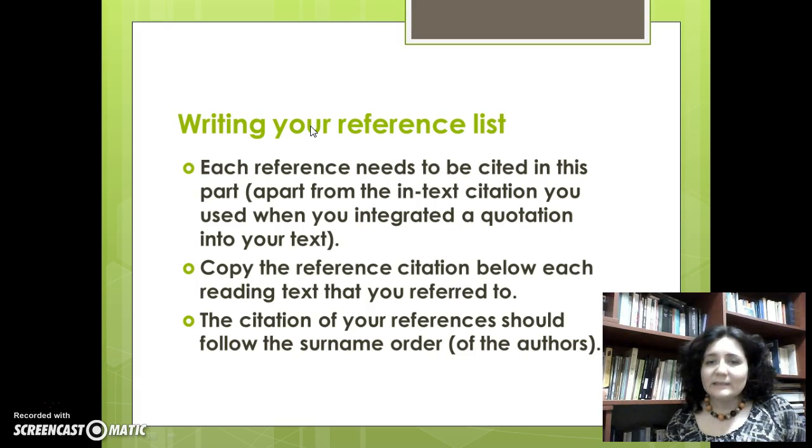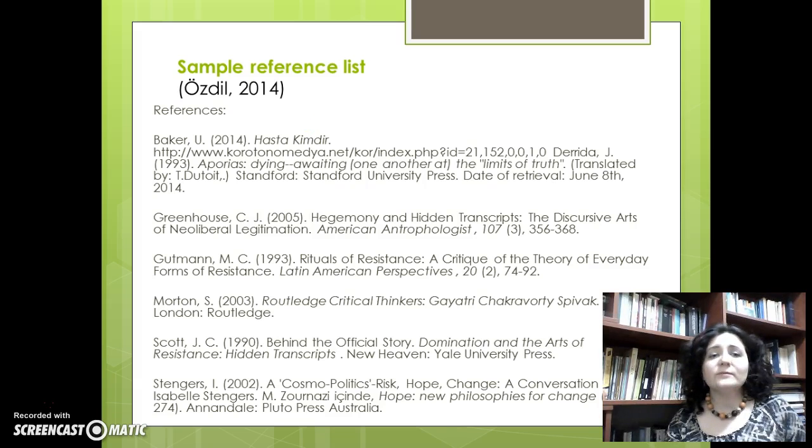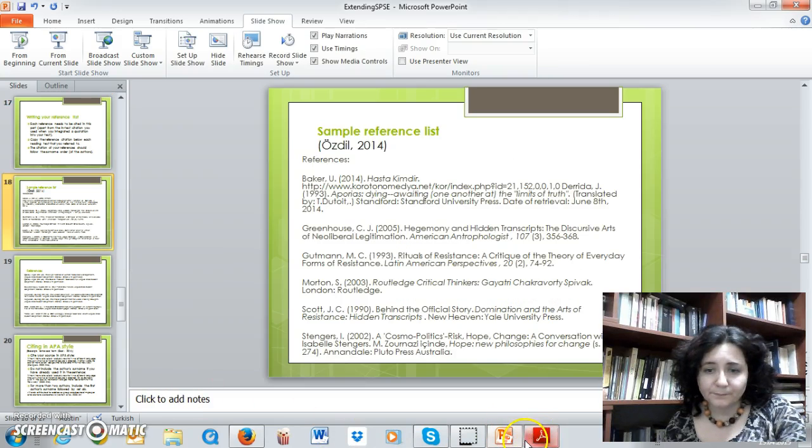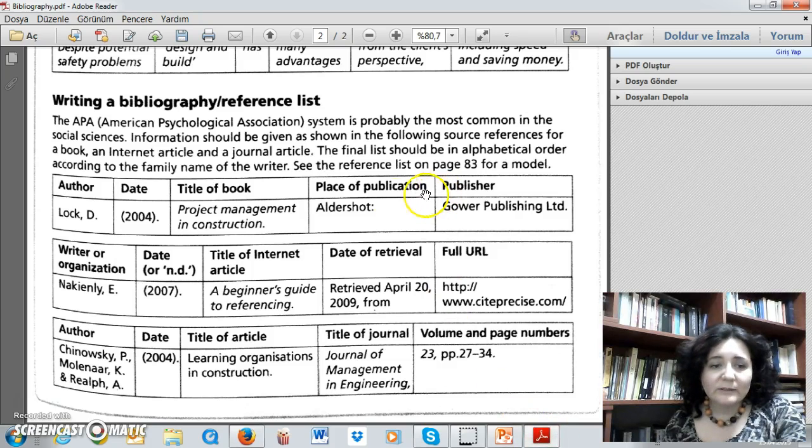A reference list comes right below your essay, so when you finish writing your essay, you have to write a reference list. And a typical reference list looks like this. As you see, we have the surname of the writer, the publication year, and the title of the article or the book, and it follows the surname order. Now let's take a look at how it is created.